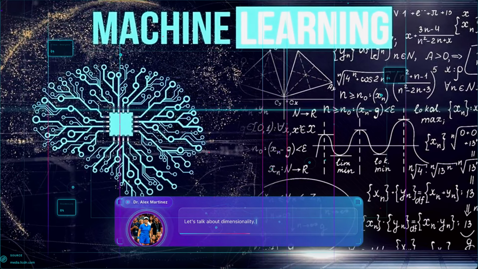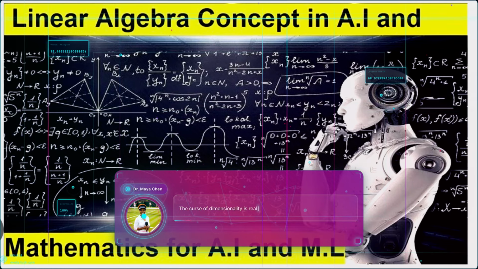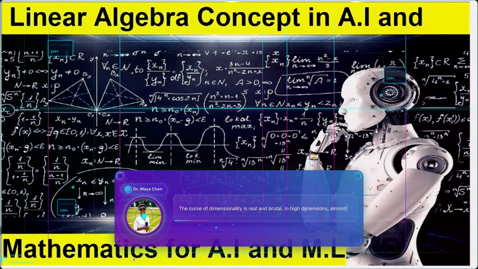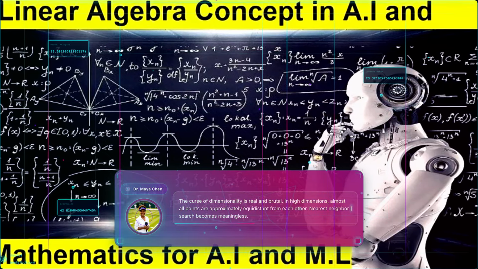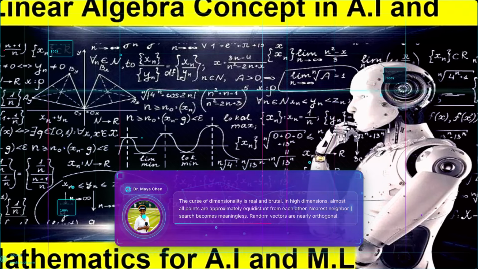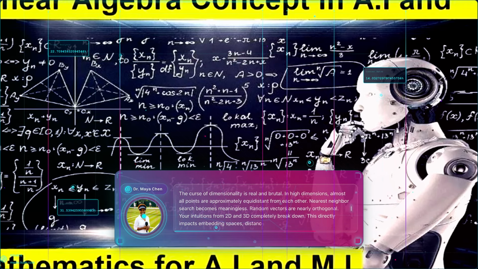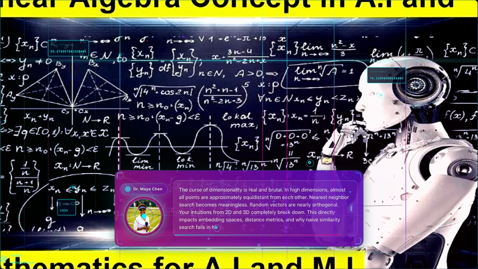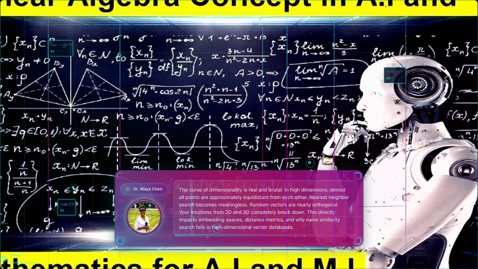Let's talk about dimensionality. How do high-dimensional spaces break intuition? The curse of dimensionality is real and brutal. In high dimensions, almost all points are approximately equidistant from each other. Nearest neighbor search becomes meaningless. Random vectors are nearly orthogonal. Your intuitions from 2D and 3D completely break down. This directly impacts embedding spaces, distance metrics, and why naive similarity search fails in high-dimensional vector databases.